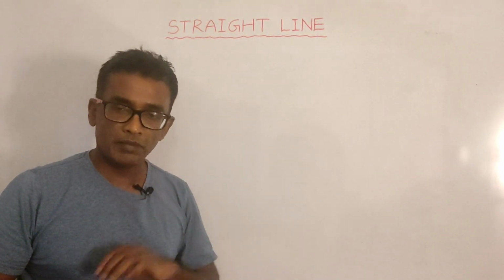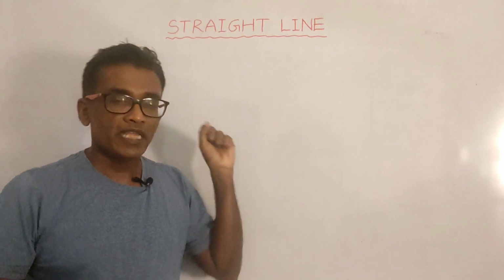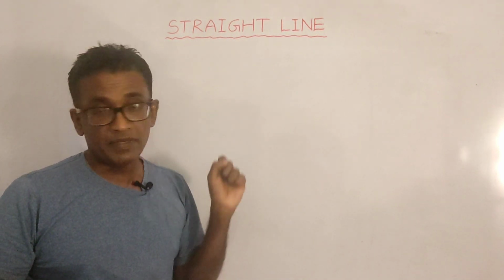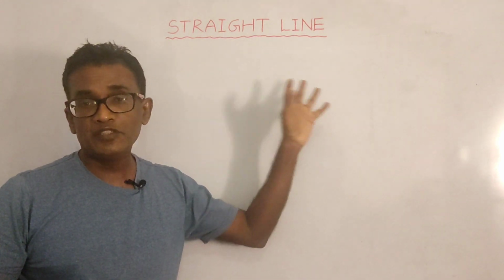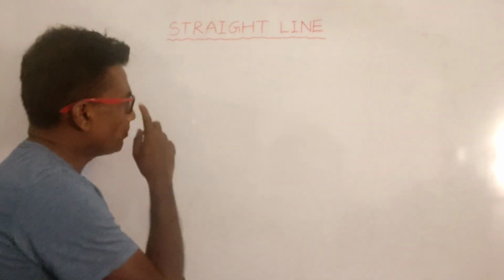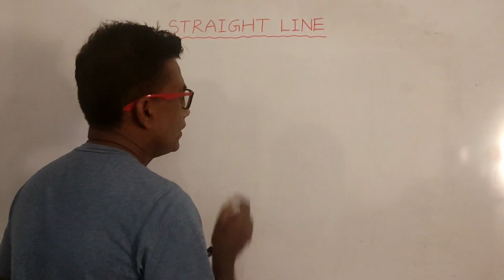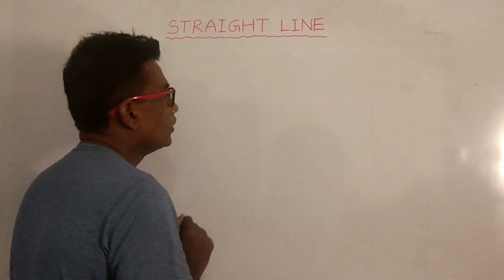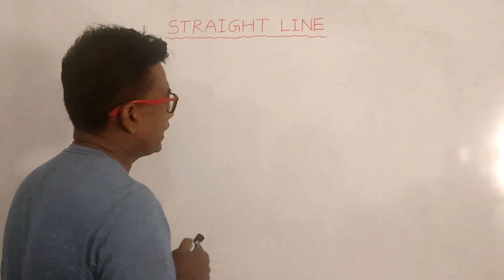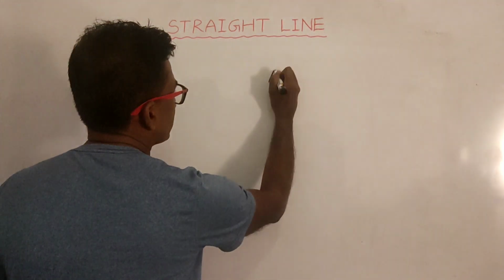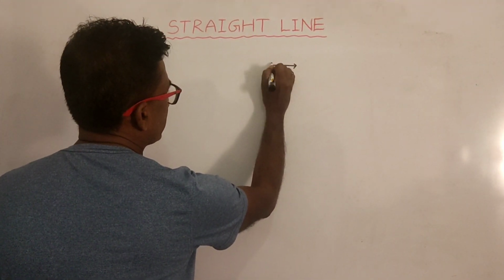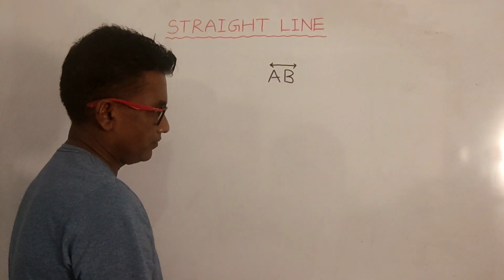When we do plane geometry, we use standard symbols and abbreviations to represent various plane geometrical objects. So how are we going to depict a straight line? Let us assume that we want to depict a straight line called straight line AB. We write it like this. This means that AB is a straight line.